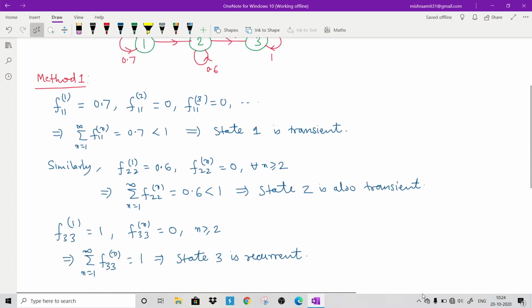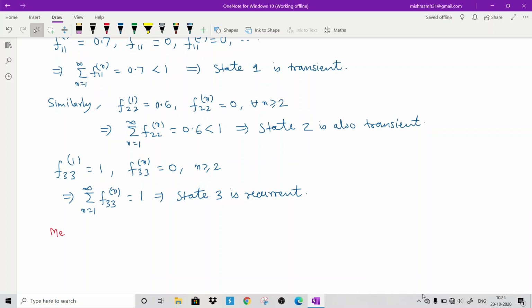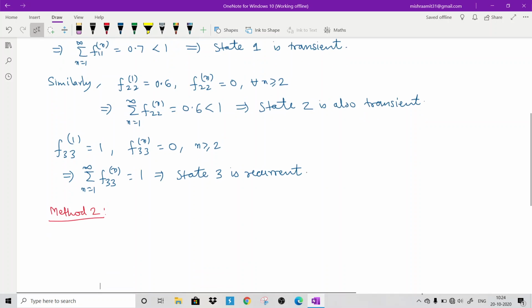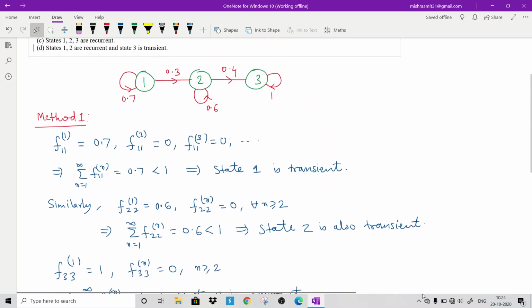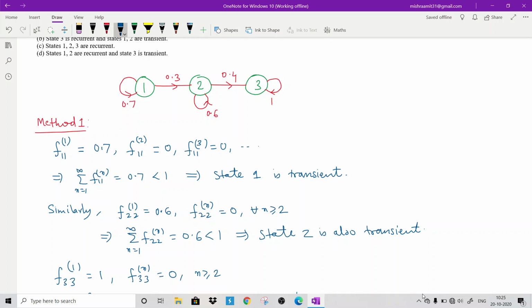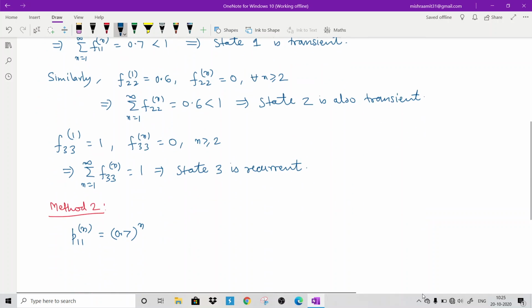Now there is another method, if you remember, I have discussed in one of my lectures, that we can find out transient, and I have proved a theorem that if i is recurrent, then the sum of pii n, that series diverges. So if we focus upon that also, then what will be the answer? You can see that p11 in n steps, if you want to return back, is 0.7 to the power n. Why? Because from 1 to 1, the only possibility is a self loop. So in one step it is 0.7, in two steps it is 0.7 square, in three steps it is 0.7 to the power 3, and so on.